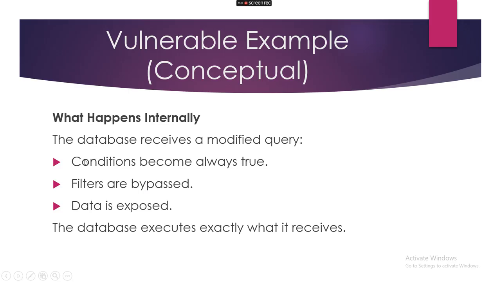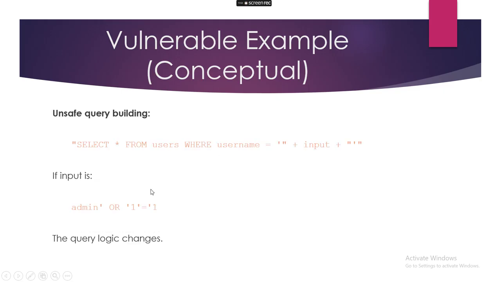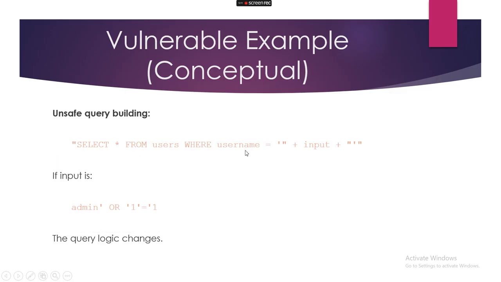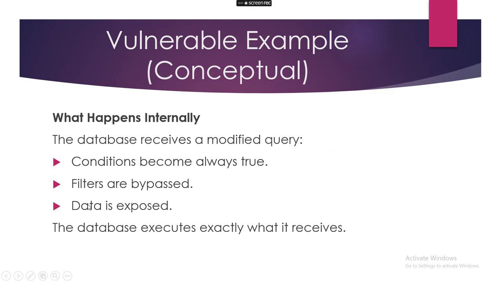So what happens internally when code like that executes is the database receives a modified query, right? The query has been modified because it doesn't read as before, it reads as username equals admin OR 1 equals 1. And then it closes that, and it's always true. So the condition becomes always true. Filters are bypassed. The filter, which was supposed to be where username equals that, which is false, is now bypassed with this OR clause. So data is exposed when the attacker bypasses the filter.